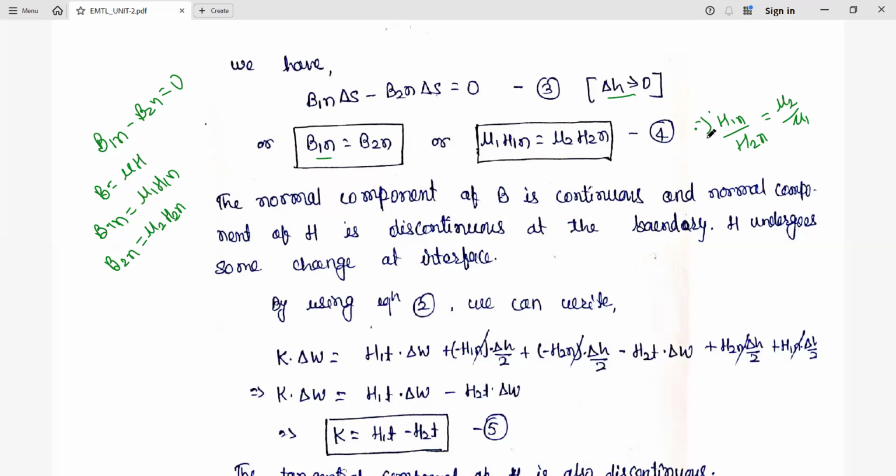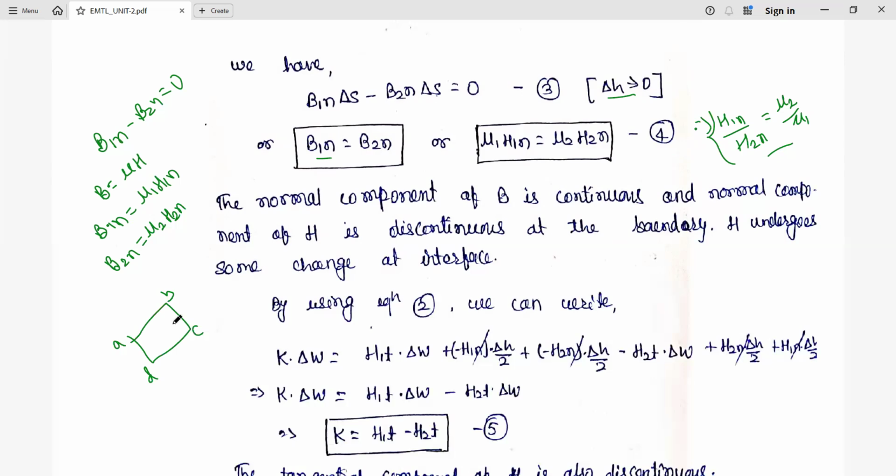So it shows that field intensity is not continuous. Okay, it is discontinuous at the boundary. So H is going to undergo some change at the interface. So now, from the right side, we have a diagram for the field intensity. Here we have to move on this path. The path we have considered is A, B, C, D.